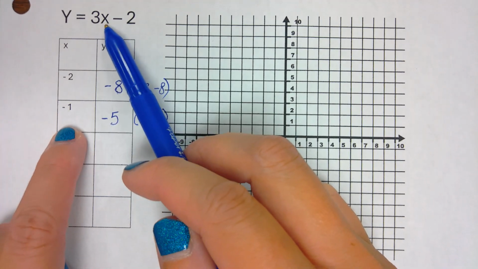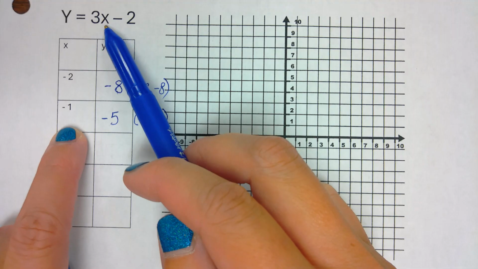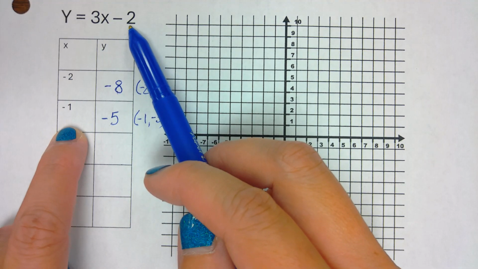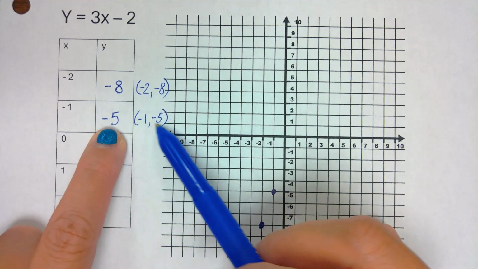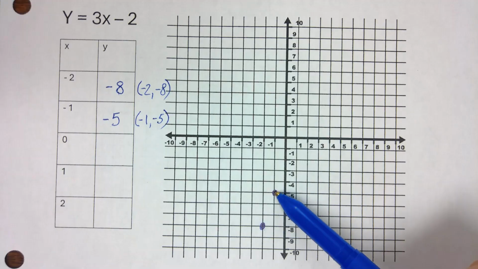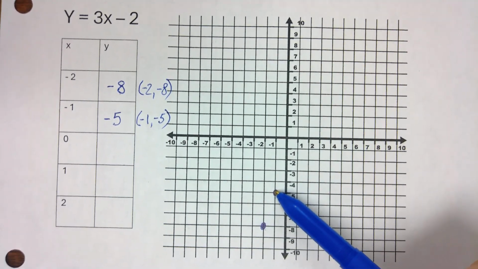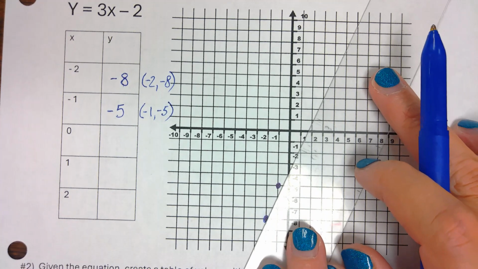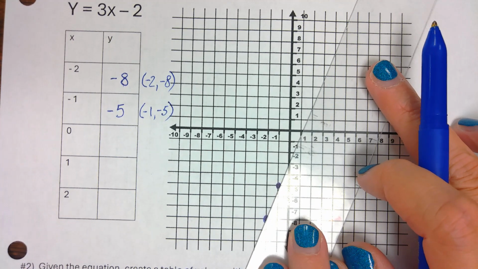When I sub in negative 1, 3 times negative 1? Negative 3 minus 2? Negative 5. So my second line, negative 1, negative 5, which is over here. How many points do I need to make a line? How many points do I need to connect a line? Ethan? 2, right. So all I need is 2 points, which I got. So I can actually make my line already, okay?